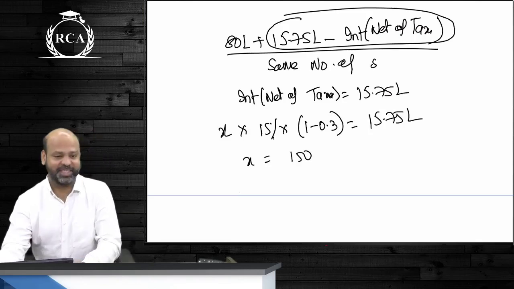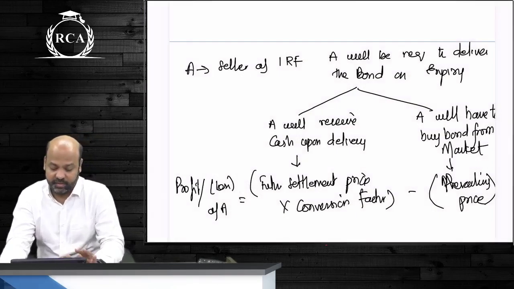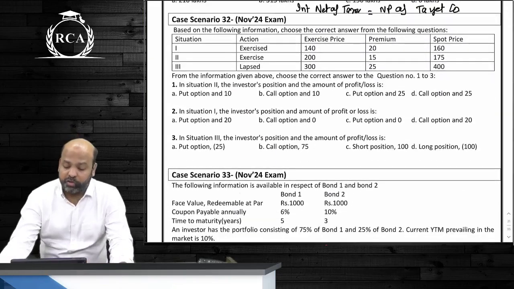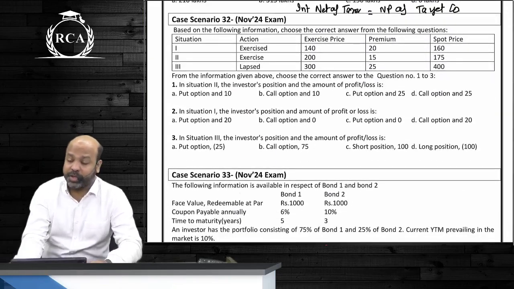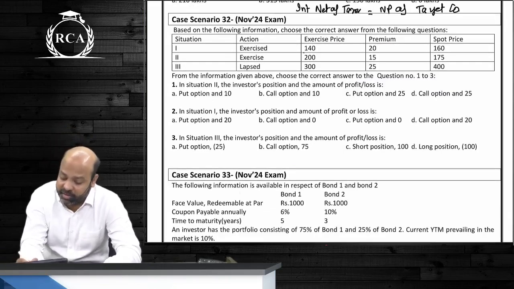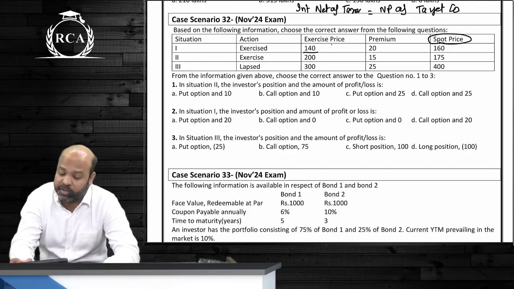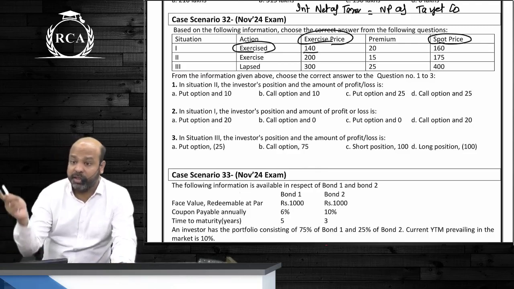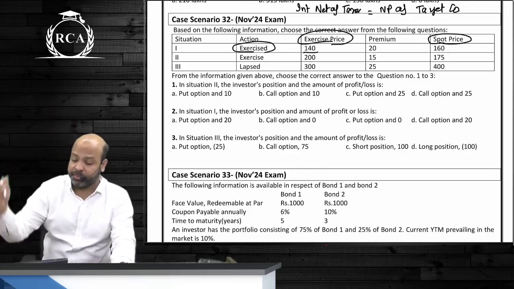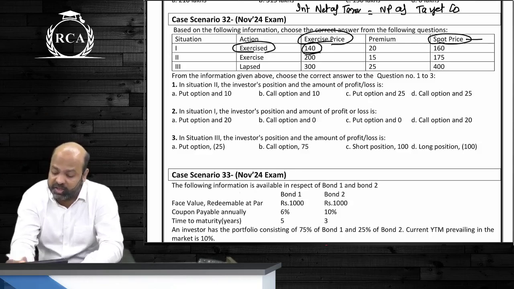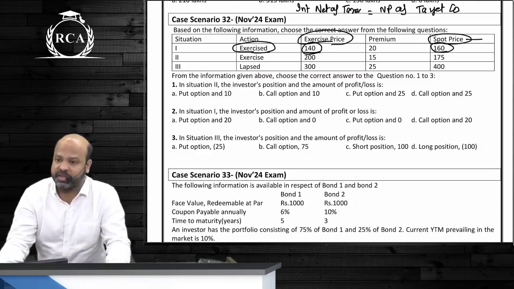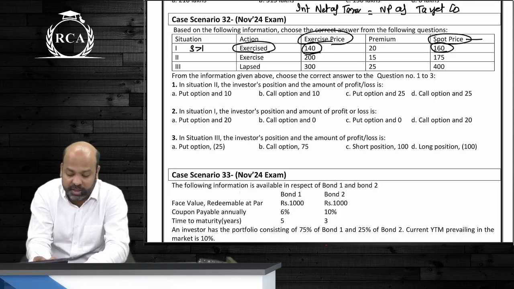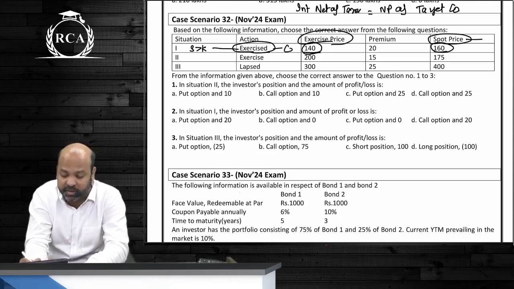Case scenario 32, guys. Next. Based on the following information, choose the correct answer from the following questions. The question is nice. They've given us the exercise price. This is the spot price, on expiry obviously. They're telling us that the option was exercised or lapsed. Based on that, we will have to determine whether it is a call option or a put option. Price on expiry is greater than strike price, and the option was exercised. Is this a call option or a put option? Excellent. If spot price is greater than strike price and it is exercised, it means it is a call option.